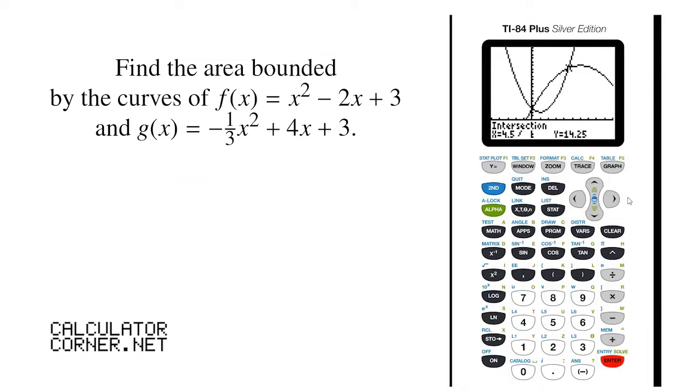Now sometimes your intersection points will not be nice numbers like 0 and 4.5. Let me show you how to store that x number in your calculator. Since this is the last calculation we did, I'm going to go to the home screen by pressing second quit. And now I'm going to press X store, and since that was the second one, I'm going to press alpha B, since it's my second number. And that stores 4.5 as the B.